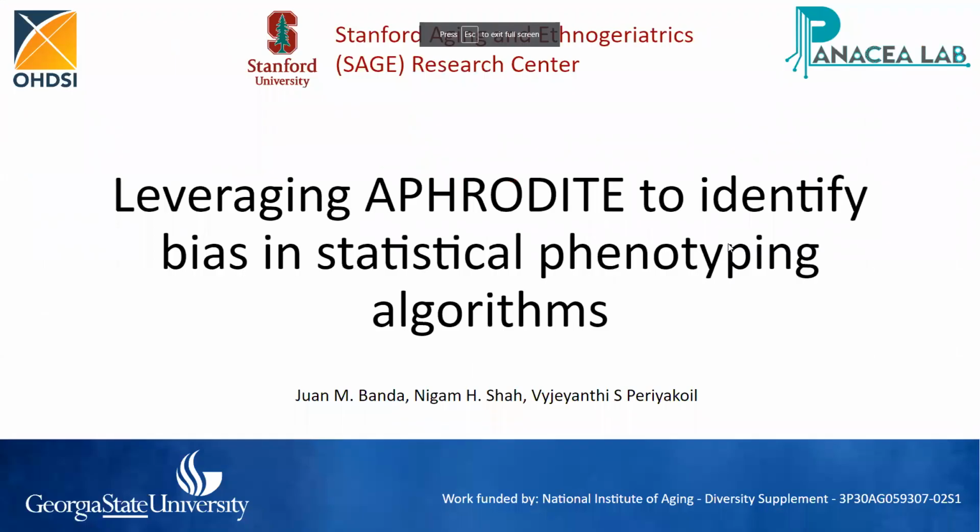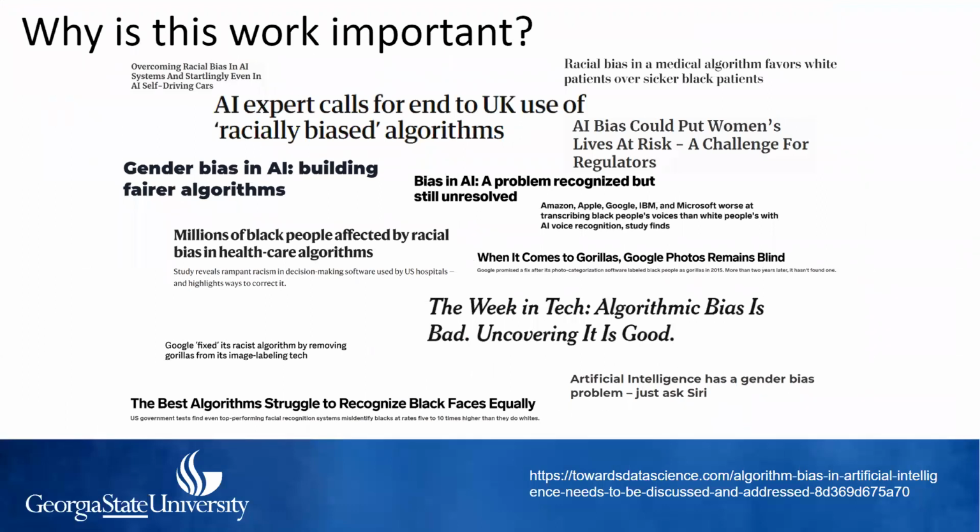Hello, my name is Juan M, and today I'm going to talk to you about how to leverage Aphrodite to identify bias in statistical phenotyping algorithms. This is work that's been done with Nigam, Shah, and Vyjeyanthi at Stanford, and it's been funded by the National Institute of Aging. So why is this work important?